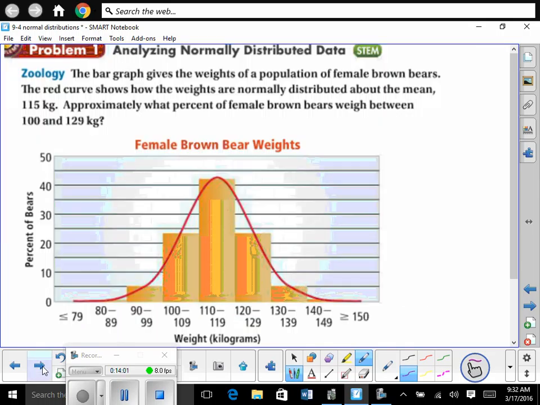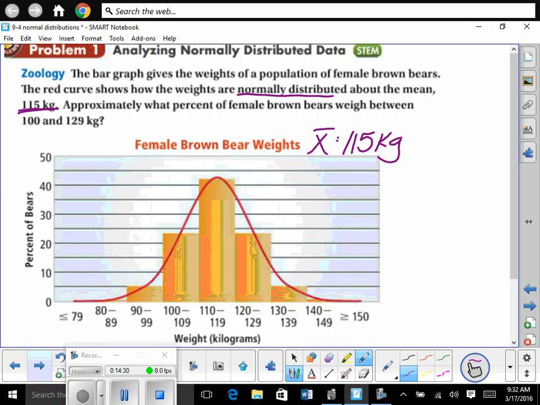Okay. Let's apply normal distribution. So looking at this picture here, pay very close attention because it tends to be confusing for people at first to see how to use this. So it says, the bar graph gives the weights of a population of female brown bears. The red curve shows how the weights are normally distributed. So we know they're normally distributed about the mean. And our mean's 115 kilograms, it says. Okay, so our average, our mean, and I'm going to write that down, our X bar is 115 kilograms.